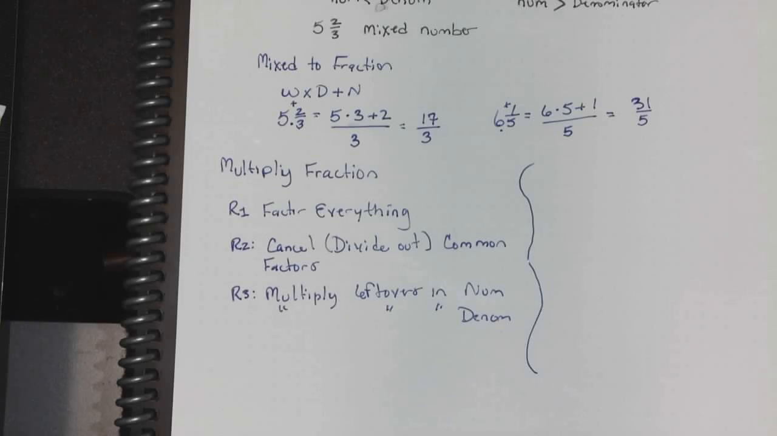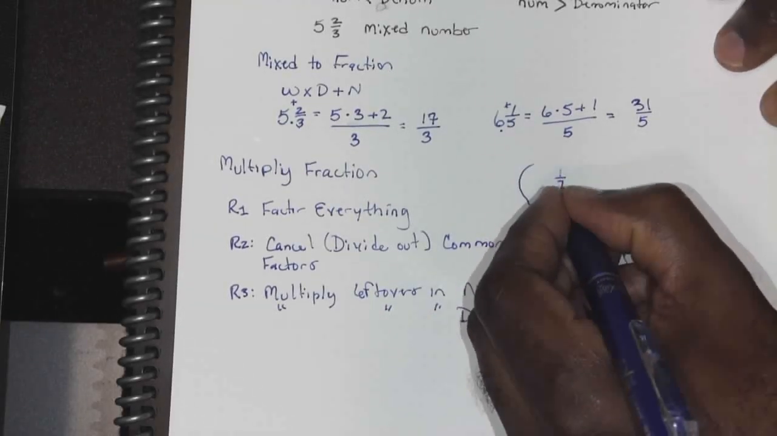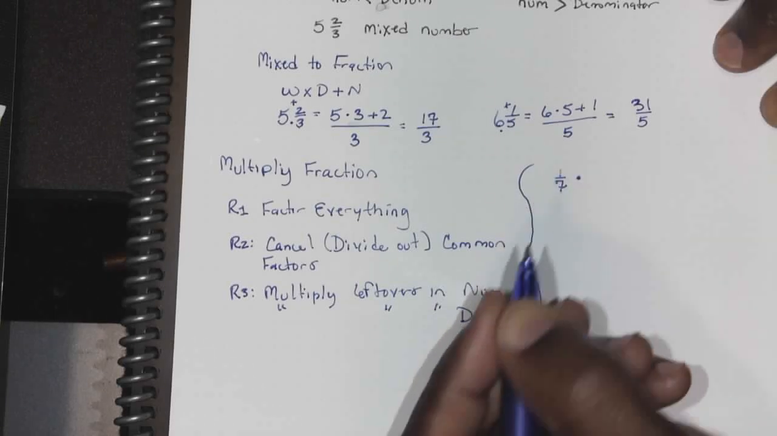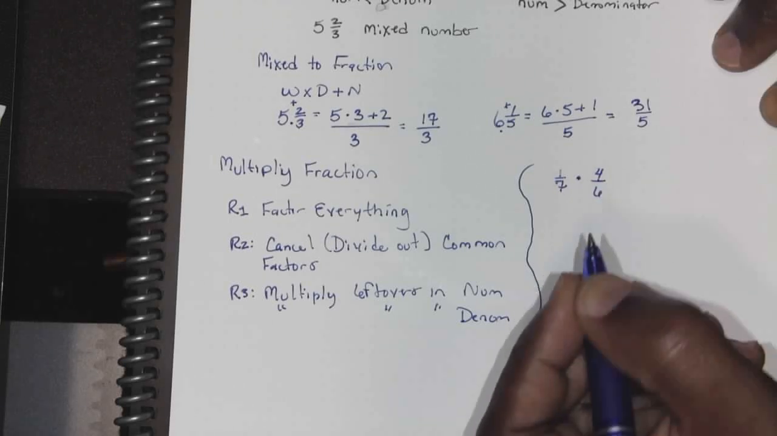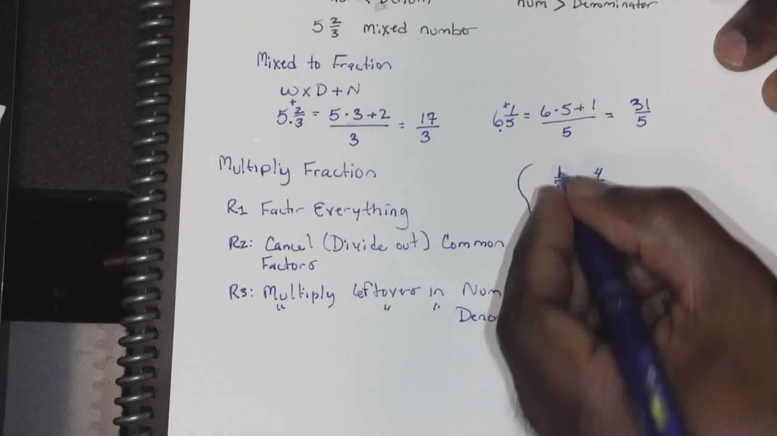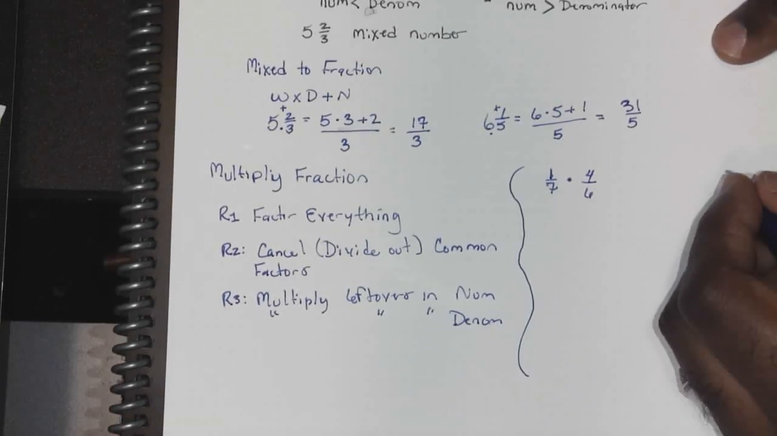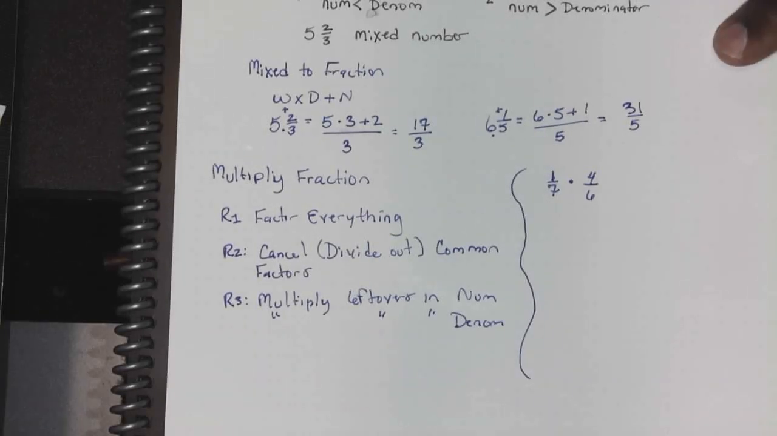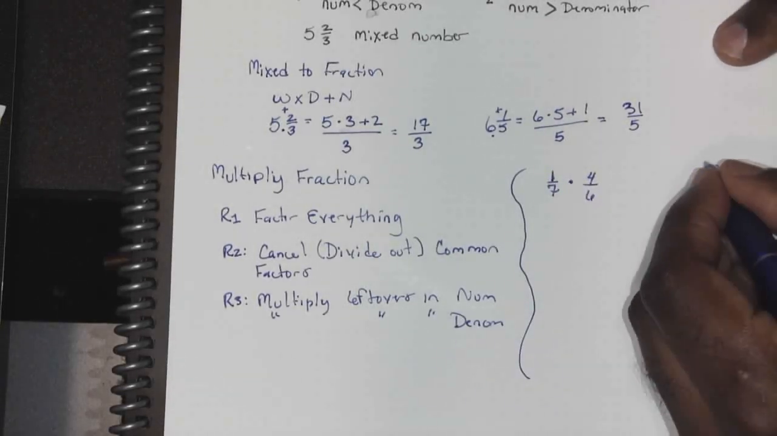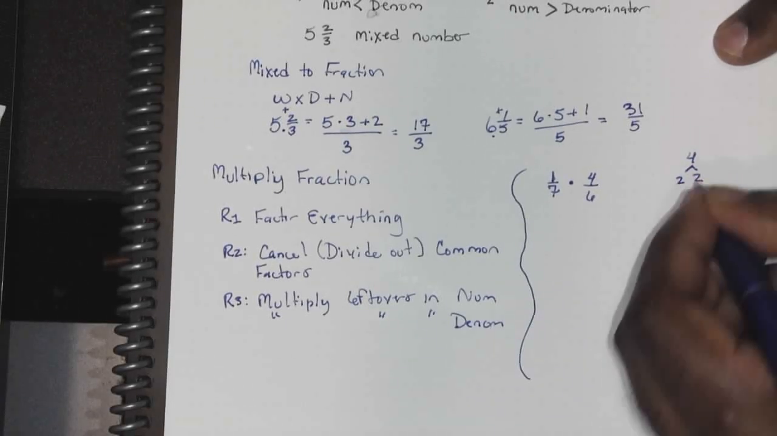So here we go. The problem we'll do is, let's start off slow. 1/7 times, we're going to use a dot for times, 1/7 times 4/6. All right. Now, rule 1 says do what? Factor everything. Now 1, you can't factor. It's not prime or composite, so you leave 1 alone. But can we factor 4? What is 4? 2 times 2, so we're good.